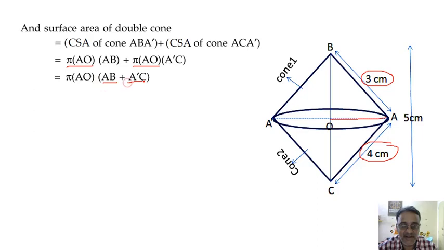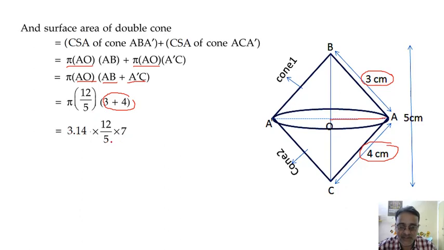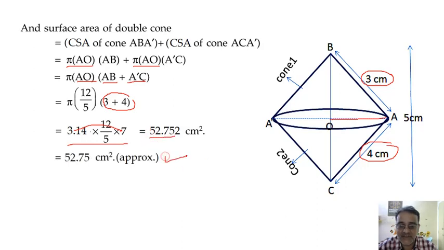So from this we can take pi into AO common. Now we'll substitute these values, and this one also 12 by 5. Already we took pi as 3.14 in the first part, so here also we have to take 3.14. Don't take 22/7, because here 7 is coming and it will cancel, so don't take it. So 3.14 into 12/5 into 7. Multiply these three and divide by 5, and we'll get 52.752 centimeter square. Round up to 2 places, 52.75 centimeter square. So this is the total surface area of the double cone. Any doubt in this one?